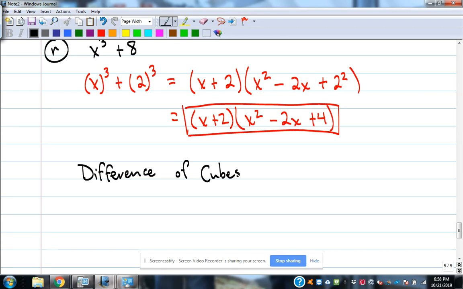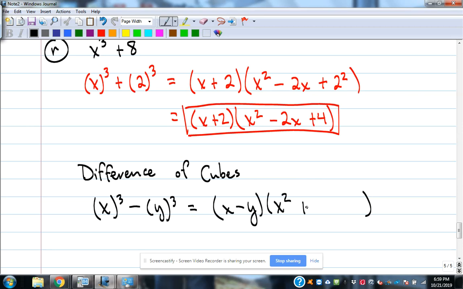Now the difference of cubes. You've got something cubed minus something cubed. Short factor, long factor. The short factor is always the same, x minus y. The long factor has the opposite sign in the middle, so it's going to be x squared plus xy plus y squared.